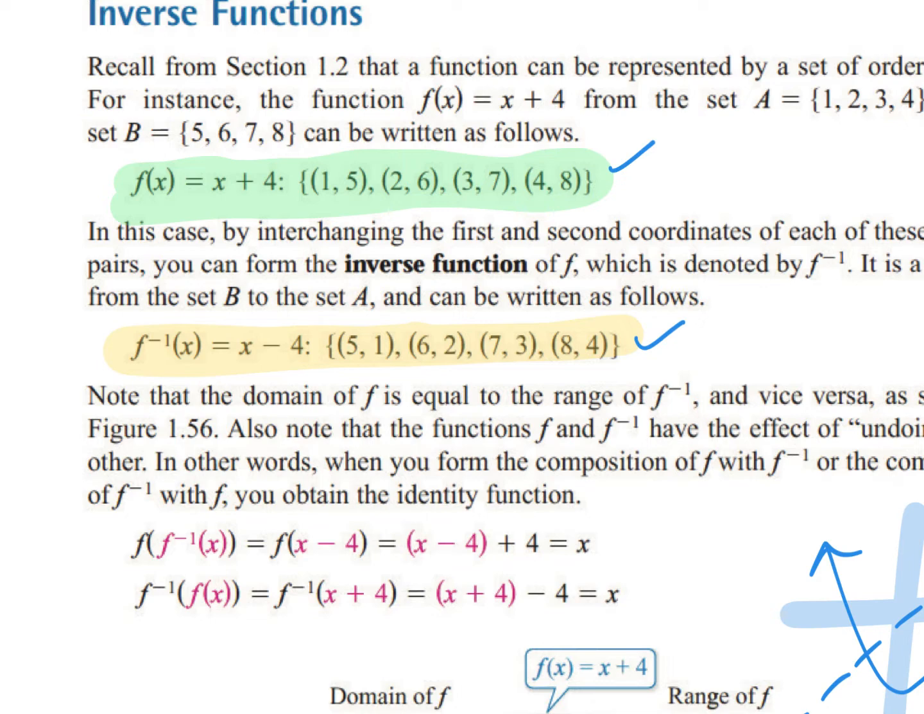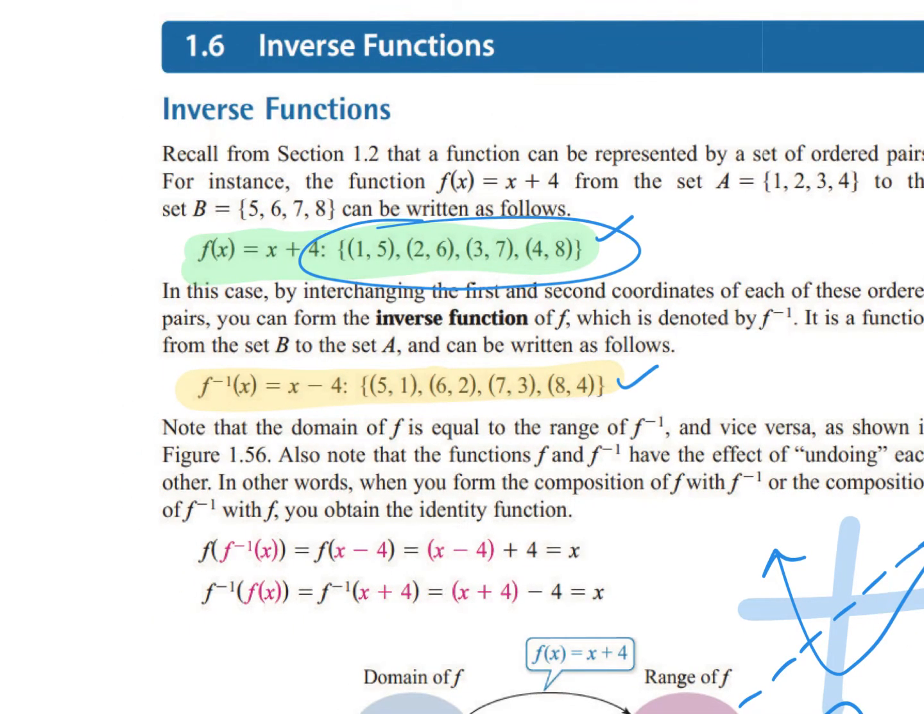So whenever you're asked to graph, if they give you a set of ordered pairs and say graph the inverse, how would you do that? If I gave you these ordered pairs and said graph the inverse, what would you do? You'd flip them and then just plot the points. That's it. That's what that looks like graphically.